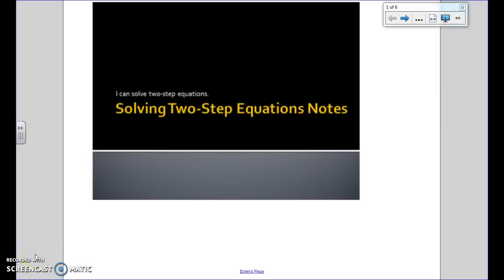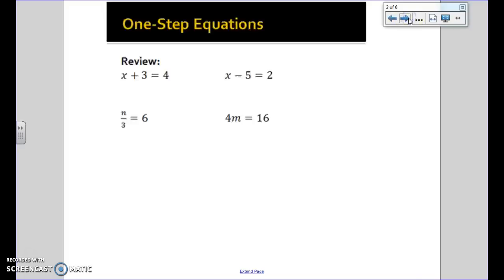Alright, this is Mr. Gillum, and today we're going to start learning how to solve two-step equations. But before we do, let's take a little review about how I would like to algebraically solve one-step equations.